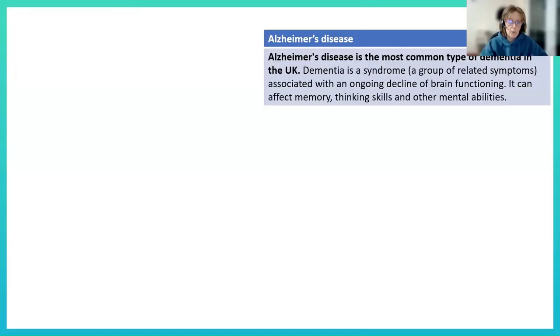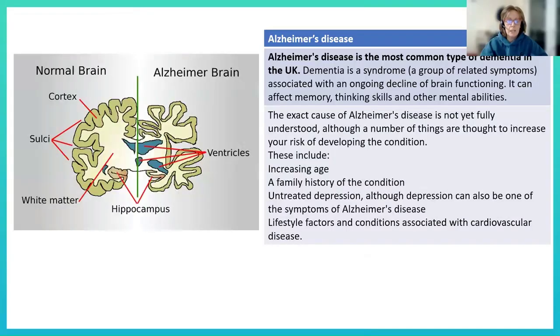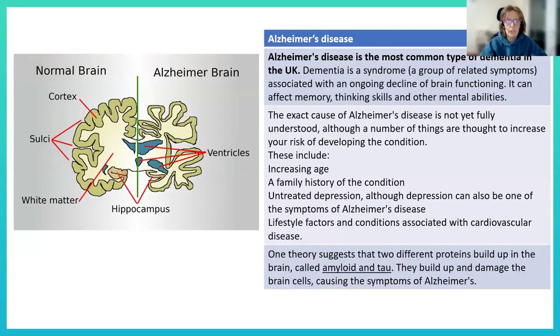It's associated with ongoing decline of brain function, affecting memory, thinking, and mental abilities. The exact cause isn't truly known, but it can be increased by poor diet, smoking, alcohol. Lots of things can increase your risk factors. Age is obviously the main risk factor, then family history, depression, and lifestyle factors, as we've just mentioned.